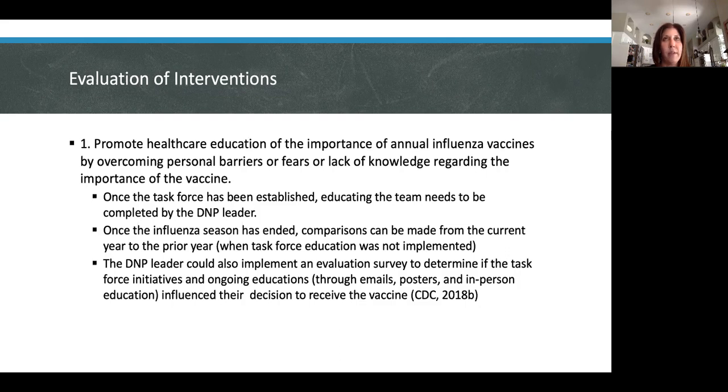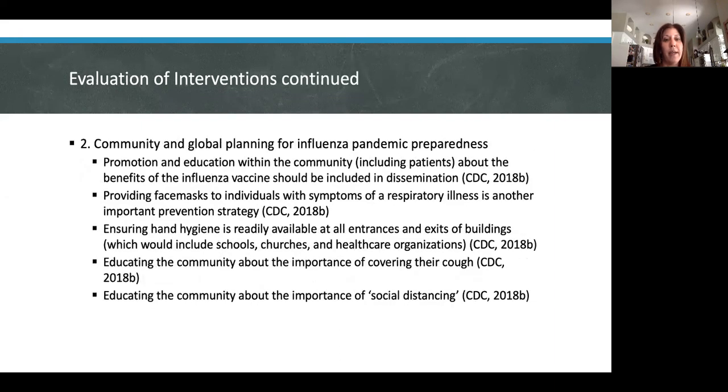And also I feel like that DNP leader can send out a post-evaluation survey after that flu season has ended and determine, did that ongoing communication through emails and posters and face-to-face truly make any difference? Ask the individuals, did that make a difference in them getting the flu vaccine? And see if it's cost effective. So is it worth it? And throughout the community, looking at those interventions and looking at, did we have increased vaccination rates in the community?